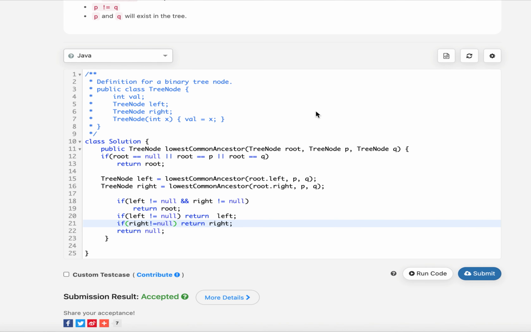I have written exactly the same steps that I showed in the slideshow. We first check whether root is equal to null or root turns out to be equal to p or q. In that case, we simply return the root value. Otherwise, we go and check for the left common ancestor and the right common ancestor, and in case both of them are not null, we simply return the root's value. Otherwise, if the left common ancestor was not null, we simply return the left common ancestor. If the right common ancestor was not null, we simply return the right common ancestor. In the end, as a default case, we return a null value. Let's try this out.